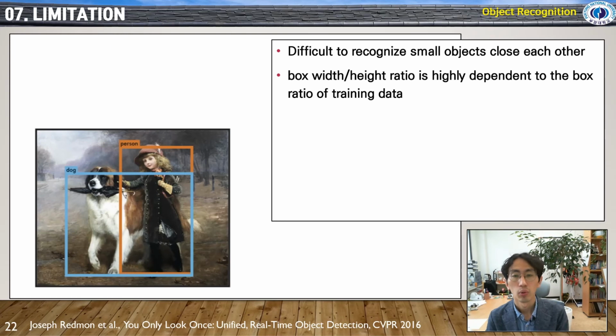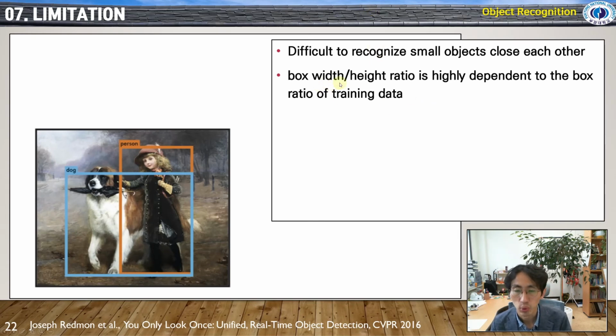Okay, YOLO also has limitations. It is difficult to recognize small objects close to each other, because the number of objects in one cell is limited. I explained it as if the number of boxes in one cell is just one, but generally 2 boxes are allowed to exist in one cell. But still, there could be more objects in one cell, so in that case it's going to be difficult to recognize.